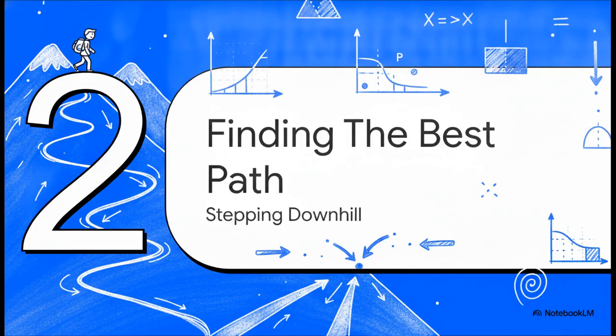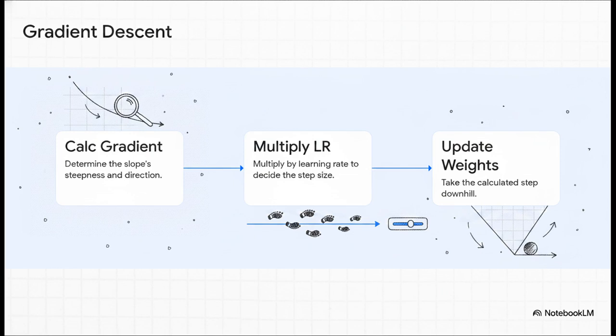That brings us to Section 2, finding the best path, strategies for stepping downhill. Our hiker has a few different strategies they can use to navigate down this mountain, and honestly, the math here is beautifully elegant. Now, what's really interesting about this process is how we can break down complex calculus into 3 remarkably simple steps. First, we calculate the gradient. That's the derivative that tells us the slope's steepness and direction. Second, we multiply that gradient by a learning rate, just a small number that dictates our step size, so we don't accidentally leap too far and overshoot the valley. And third, we update the weights by actually taking that calculated step downhill.